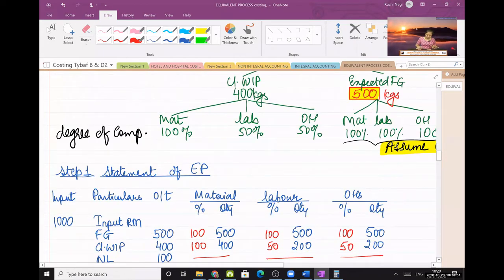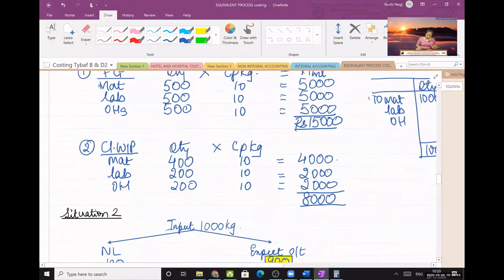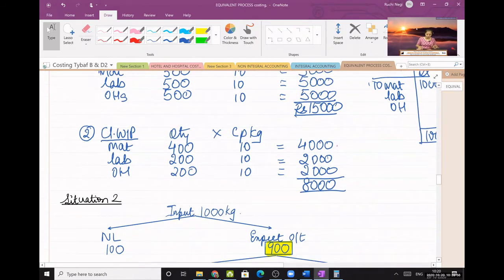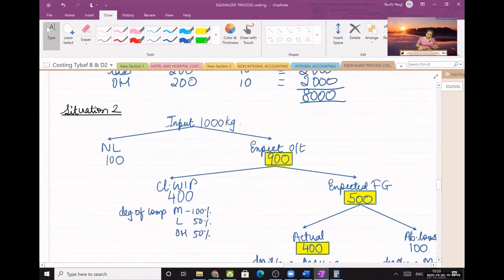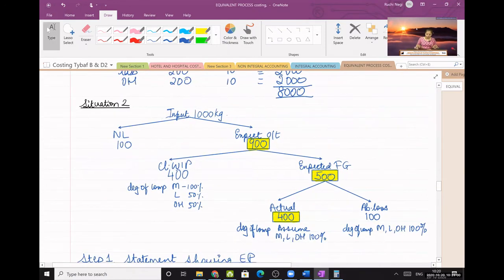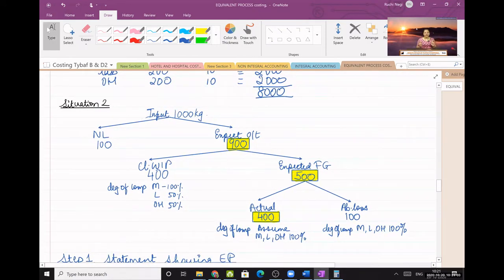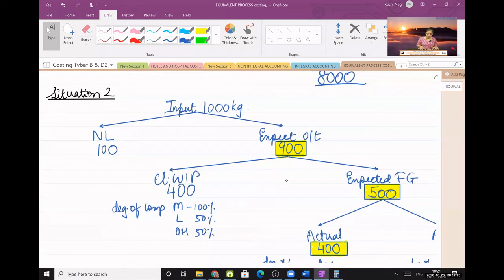I told you in the last lecture also, whenever you do an equivalent process costing sum, always make a diagrammatic presentation. It becomes easier. It gives you more clarity about what you are calculating. From next lecture onwards, I will start with the sums the same way. I will first make a diagrammatic presentation of the sum, so that it becomes really easy and quick for us to solve the sum. So this is situation 2, that is abnormal gain.